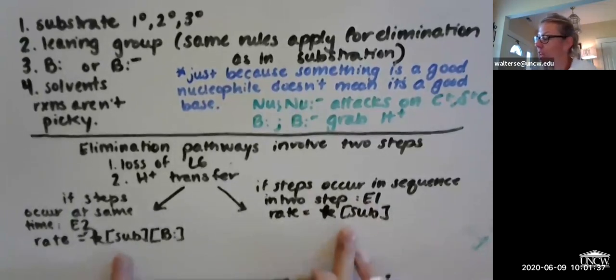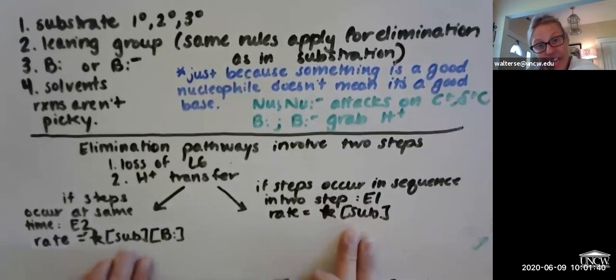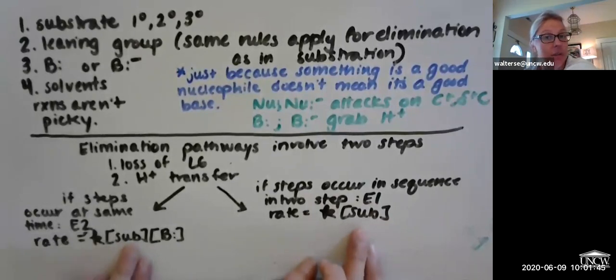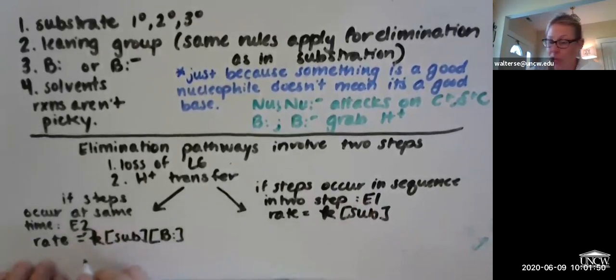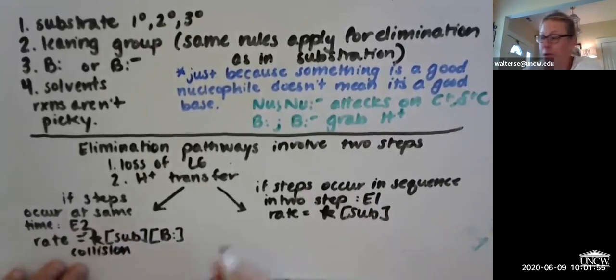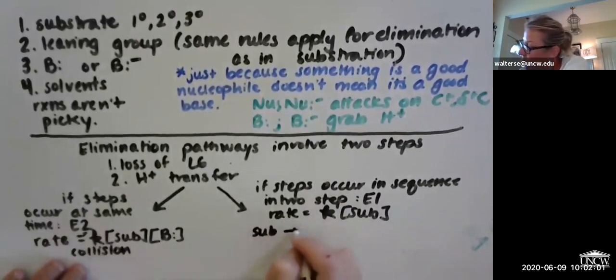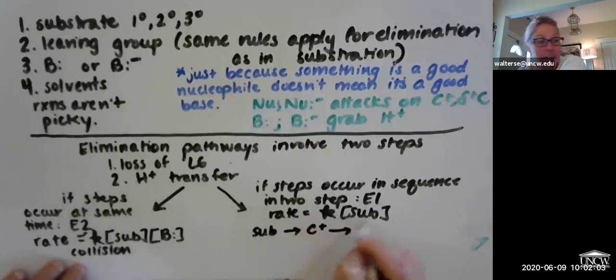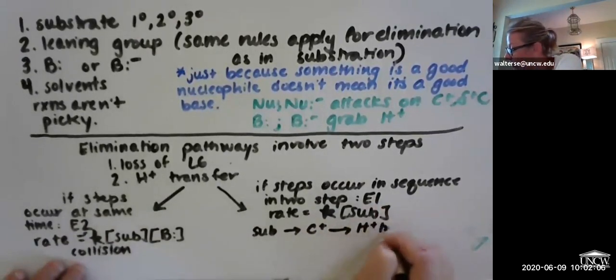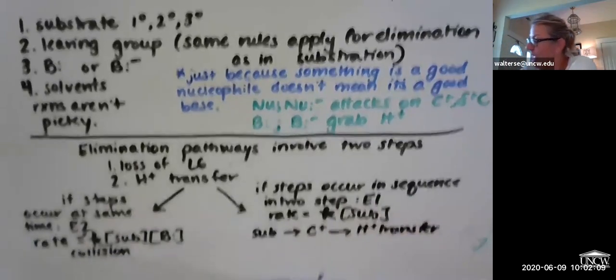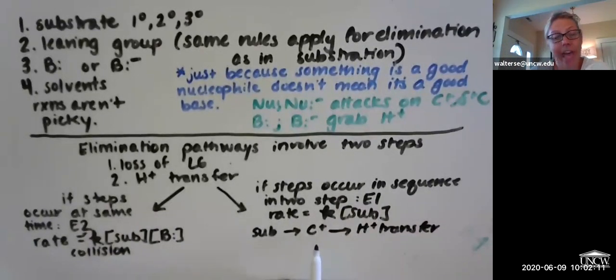So these rate laws give you the molecularity of the elimination reaction, just like they gave you the molecularity of the substitution reaction. One step is going to require a collision as your slow step. If you have a 2-step, you would have to go substrate to carbocation and then proton transfer. If you have anything that goes through a carbocation, you have to consider rearrangement.